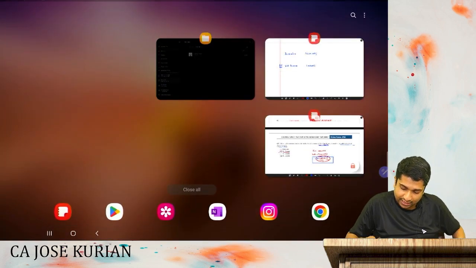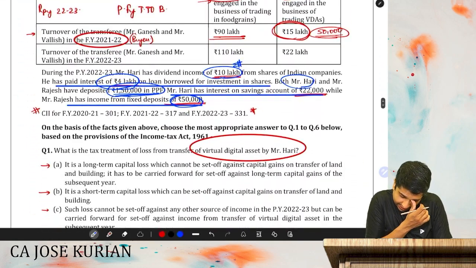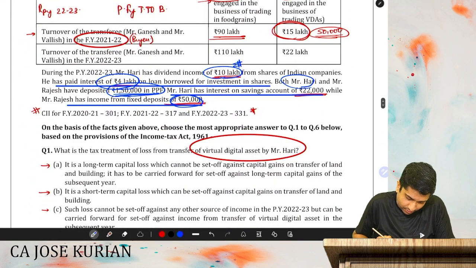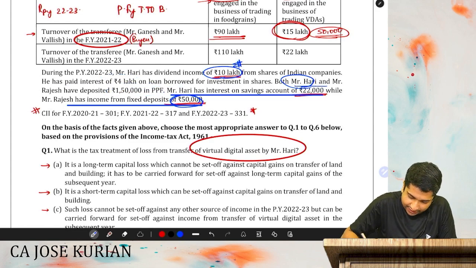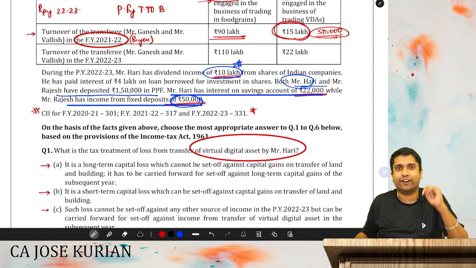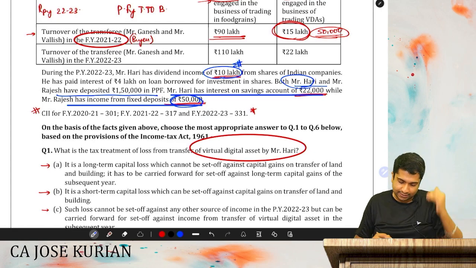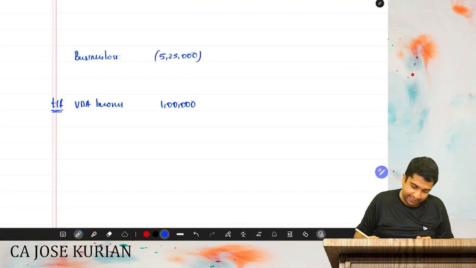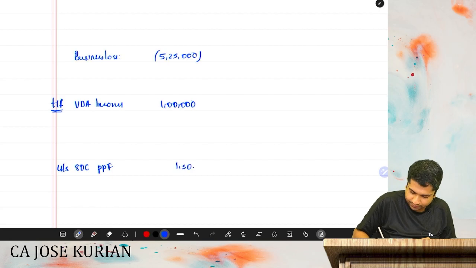Then what are the other incomes Mr. Rajesh has? He has invested 1,50,000 in public provident fund. Both Mr. Hari and Mr. Rajesh have deposited 1,50,000 in public provident fund. So that is another deduction for Mr. Rajesh. And how much is the deduction? 1,50,000 under 80C. Public provident fund 1,50,000. He can claim it as a deduction.